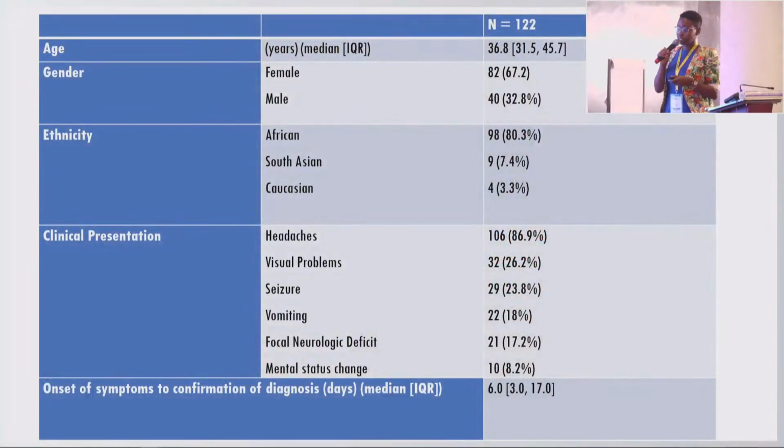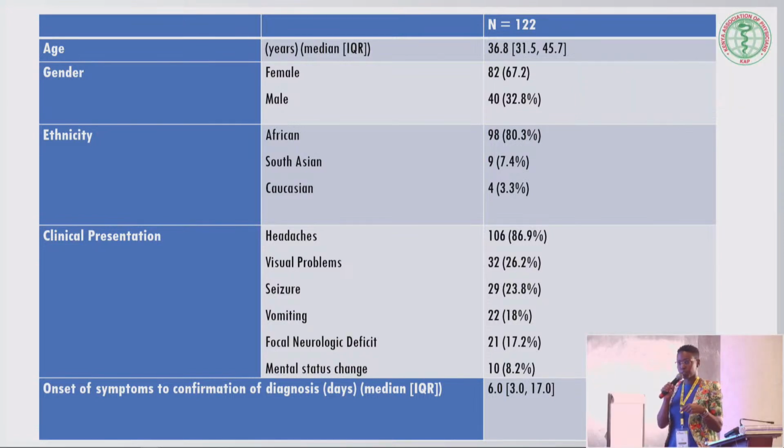So the baseline characteristic was we had a median age of 36.8 years. 67% of our patients were female, and more than 80% were of African ethnicity. The commonest presentation was headache and visual problems, followed by seizures. The median time from symptoms to diagnosis was 6 days, which was of significance: these were very sick patients who came into hospital early and got their diagnosis in time.